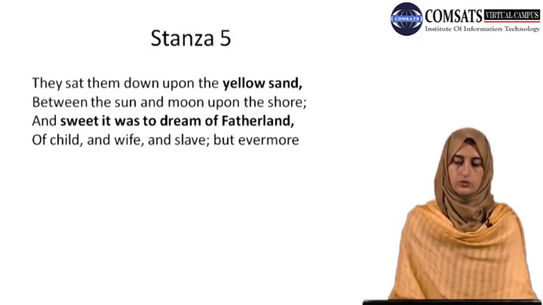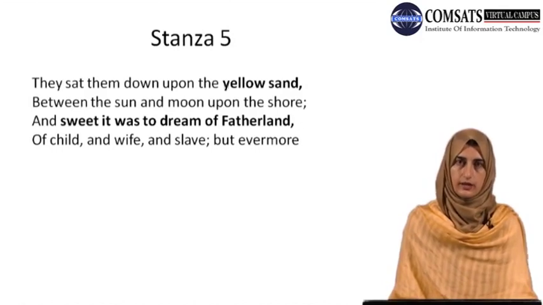And the next stanza says that they sat them down upon the yellow sand, between the sun and moon and upon the shore. And sweet it was to dream of fatherland, of child and wife and slave. So these natives, what did they do? The locals, they made them sit upon the yellow sand. The sand was also yellowing because the sun was setting.